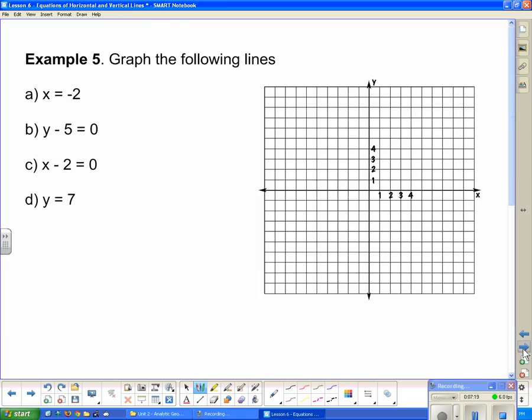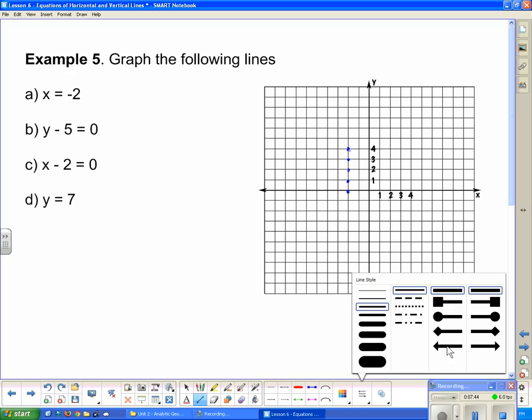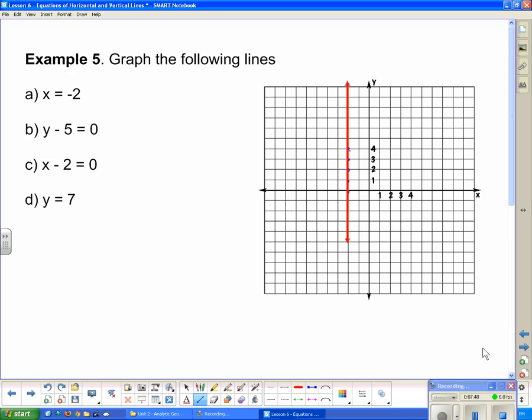Lastly, now I've got a few of them here. It says graph the following lines. Well, A says x equals negative 2. Well, I don't know anything about y, but I do know x is negative 2. So that could be here, or here, or here, or here, or any other place where x equals negative 2. So that is the vertical line, x equals negative 2. So I'm going to draw that line on here. Right. Like that.